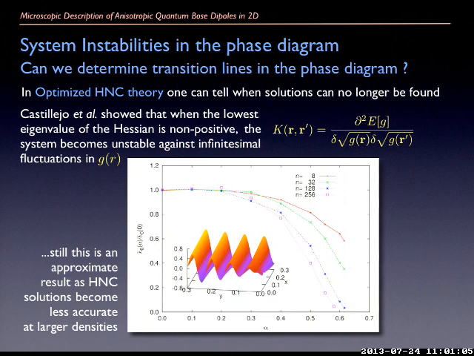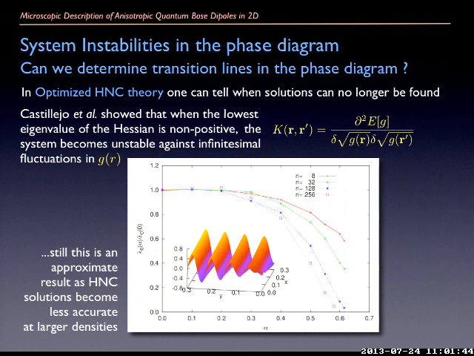And well, there is an old work by Castillejos which tells you that one way of looking at the stability of the solutions in HNC is to evaluate the lowest eigenvalue of the Hessian of the energy as a function of the g of r, and if that eigenvalue becomes non-positive, then the system is unstable. So one way to check for system instabilities in HNC is to look at the eigenvalues and see if they get positive or negative.